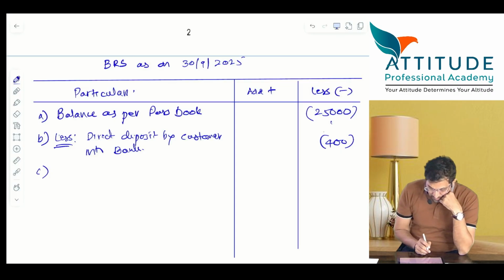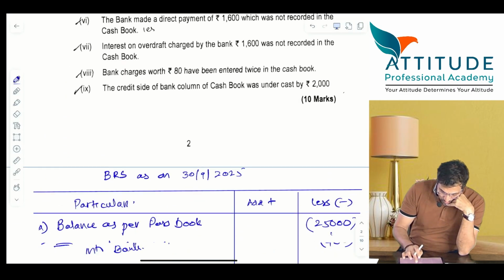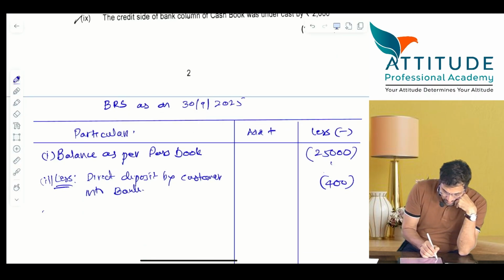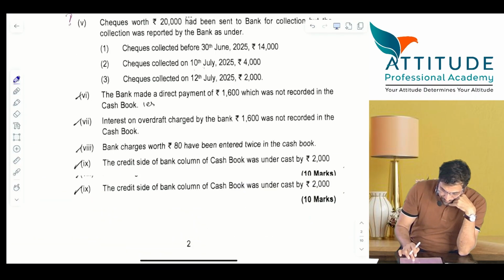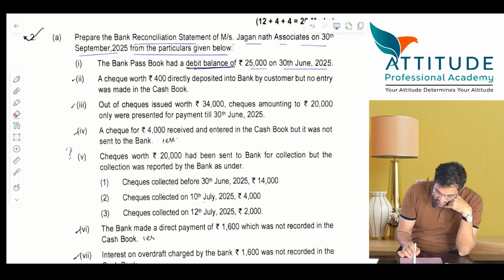Point number C. हाँ, tell me. ये 1 2 करके लिखेंगे चाहिए तो, because they put it as 1 2, we'll put it as 1 2. हाँ, 3 बोलो. Third one बोलो. Out of the checks issued worth rupees 34,000, checks amounting to 20,000 were only presented for payment till 30th जून. 30th जून नहीं आना चाहिए, 30th सितंबर आना चाहिए.